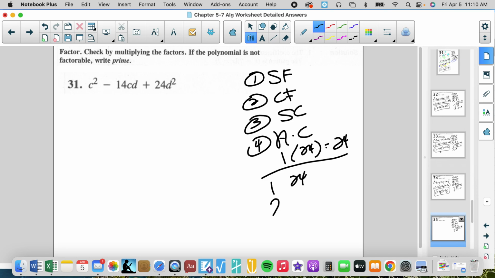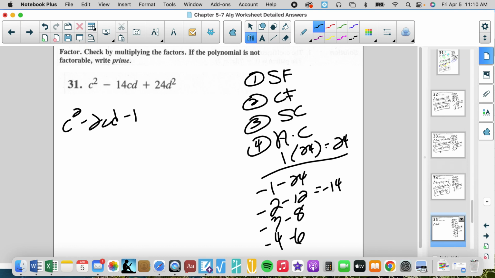1 and 24, 2 and 12, 3 and 8, 4 and 6. Signs are the same, both negative. Wow, they love same negatives. Negative 14. C squared minus 2CD minus 12CD plus 24D squared.